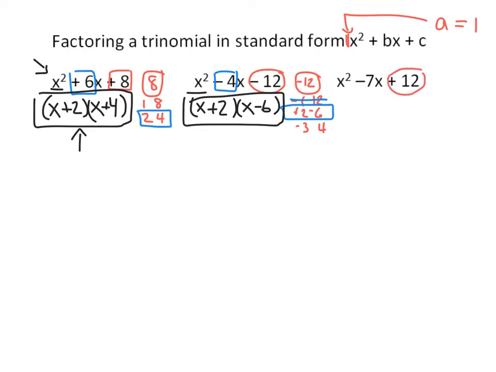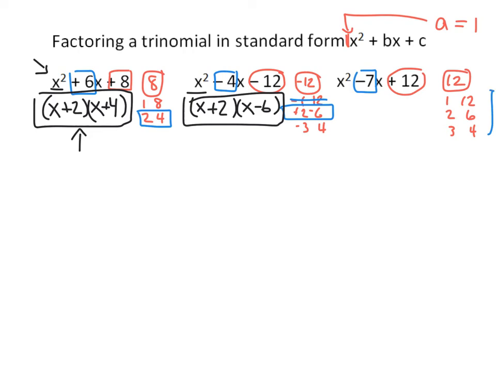Okay, so 12 is the number that we want to write out here. 12 is 1 times 12, or 2 times 6, or 3 times 4. But this time we want our answer to add up to negative 7.